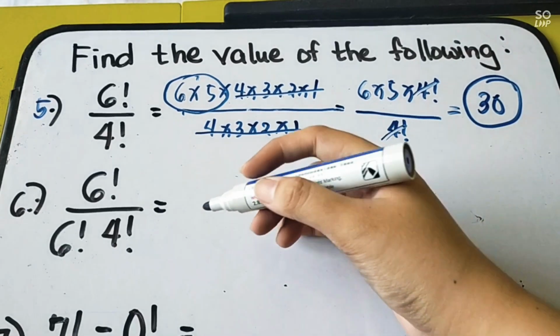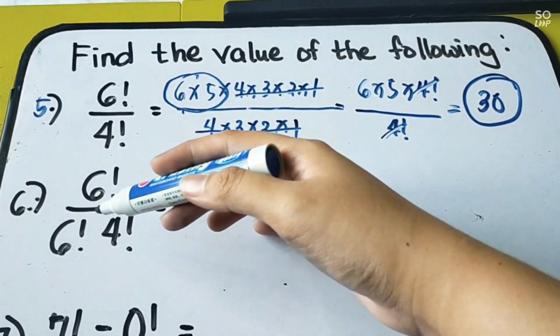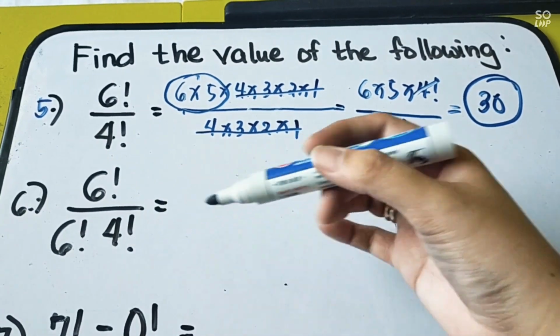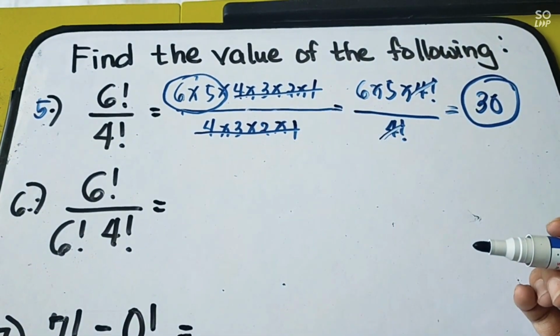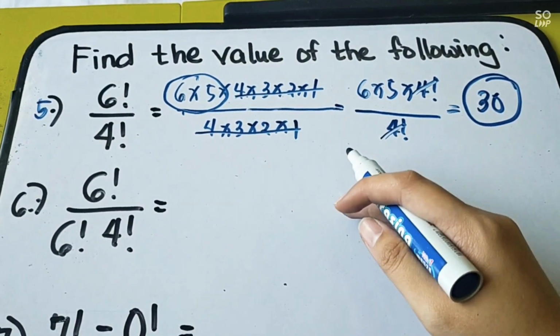Next, let us have number 6. We have here 6 factorial divided by 6 factorial times 4 factorial. As you can see here, 6 factorial means 6 times 5 times 4 times 3 times 2 times 1.